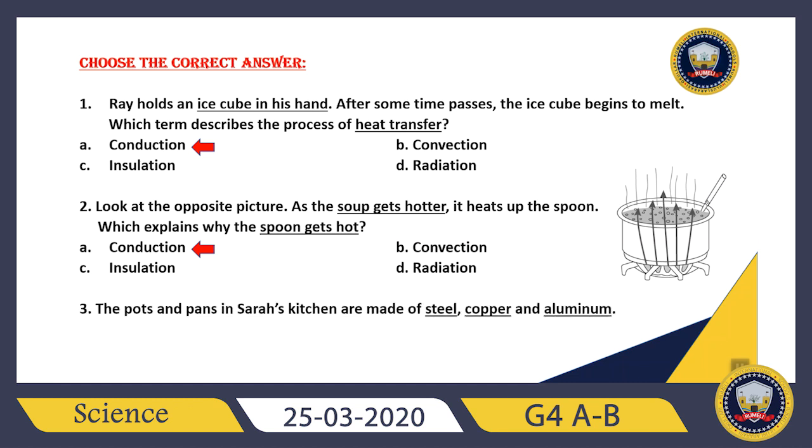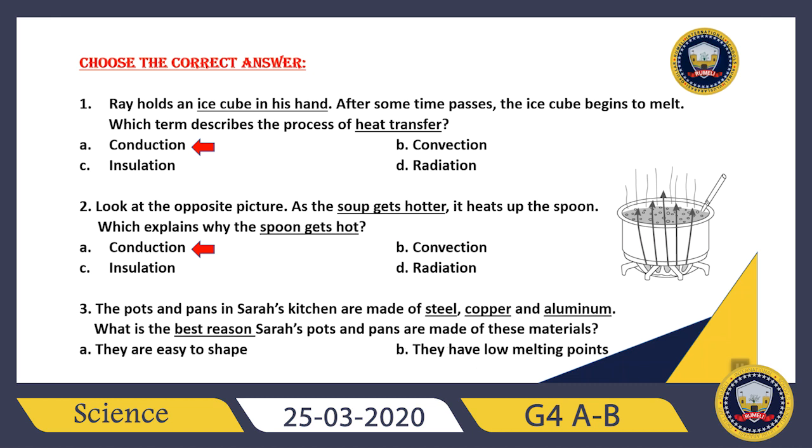Number 3. The pots and pans in Sarah's kitchen are made of steel, copper and aluminum. What is the best reason Sarah's pots and pans are made of these materials? Number 1, they are easy to shape. They have low melting point. Or they are excellent conductors of heat. Or they have the ability to stop the flow of heat. Which is the best reason?